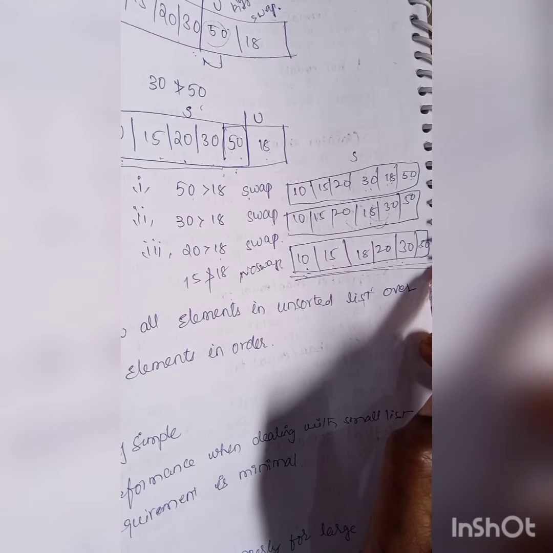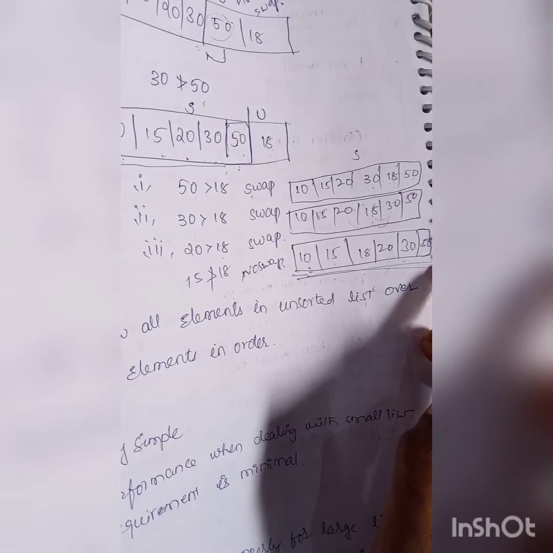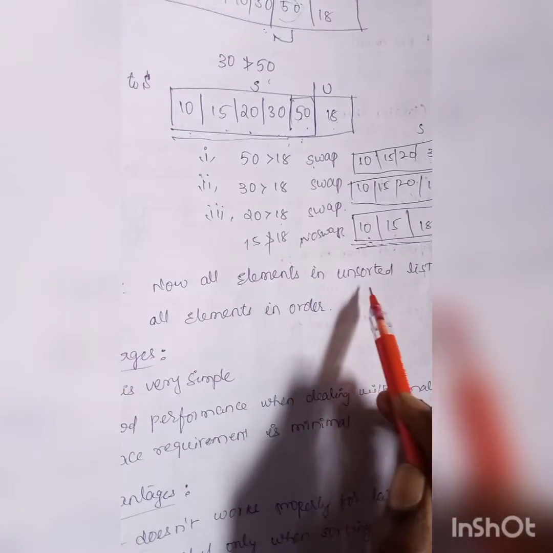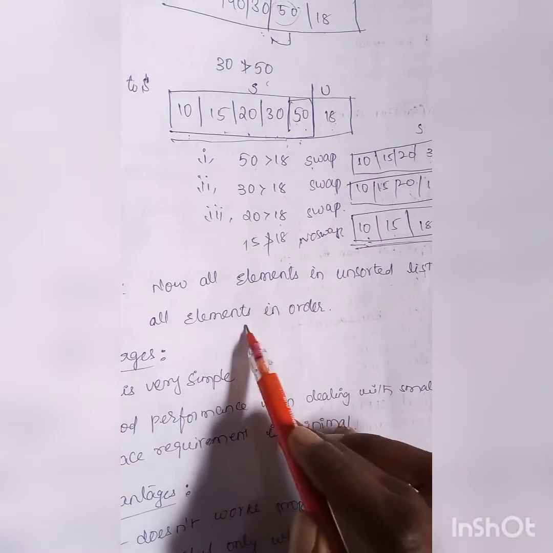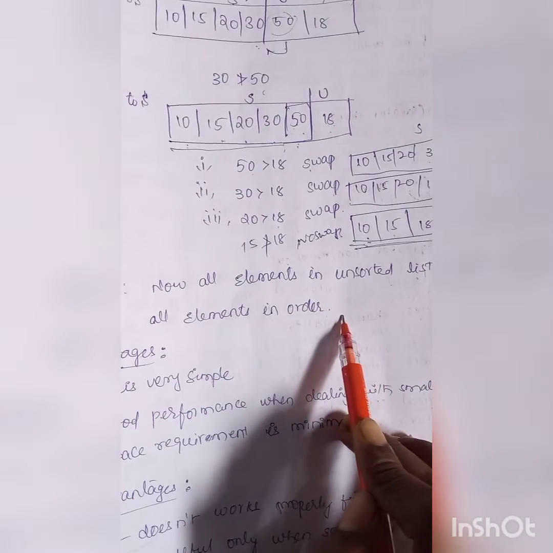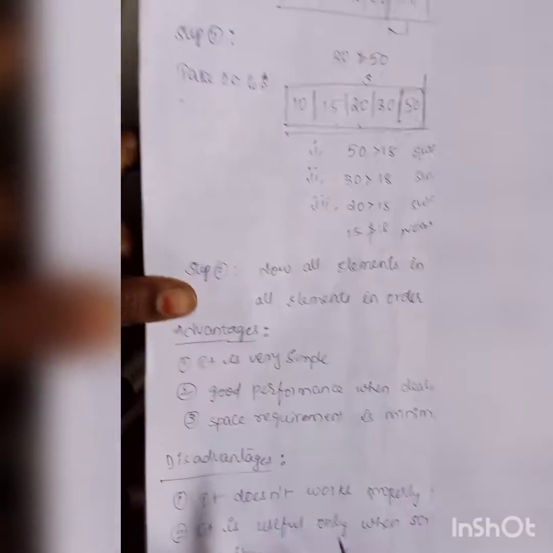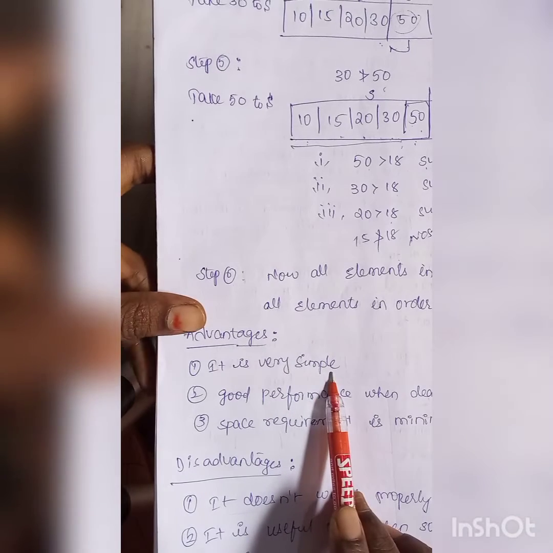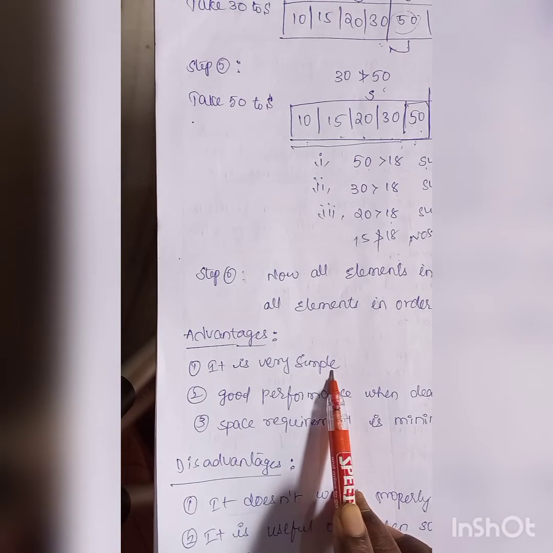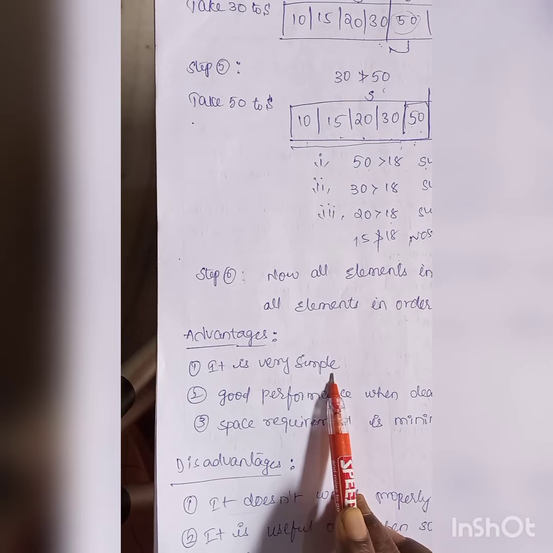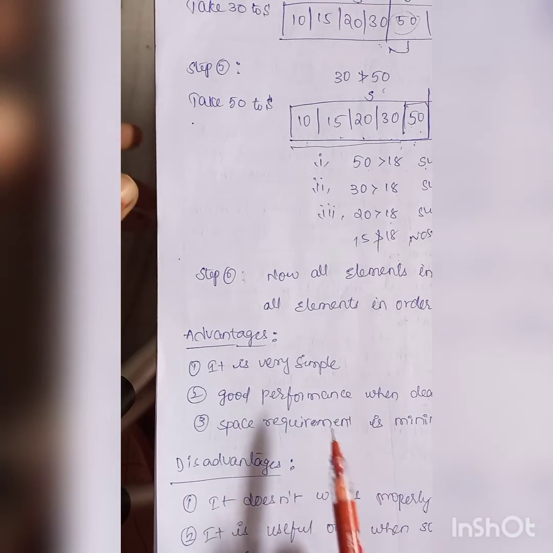Clear? So this is the insertion sorting technique. So now all the elements from the unsorted list are in order. So what advantages do we have with insertion sort? It is very simple. Why? Because when a new element is going to be inserted, at that time only we compare that element with the available elements. Wherever the condition is satisfied, we take them and place them into a particular position.